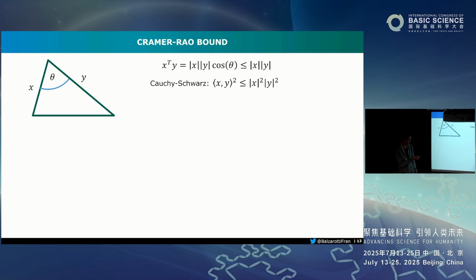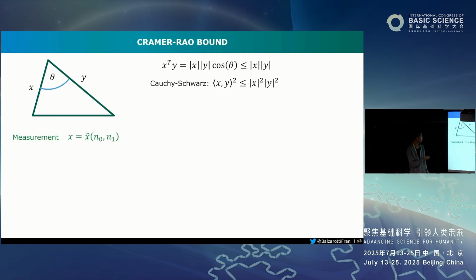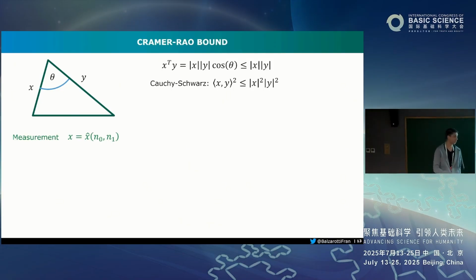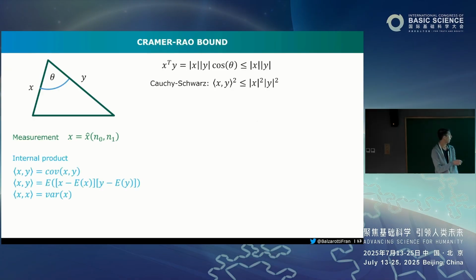And basically, you just need to rename what these elements are. For example, if we say that x is the position of the molecule, which is an estimation dependent on the random number of photons that I have measured, x is going to be a random variable as well. That's great. Then, as I have random variables, the inner product that is reasonable to choose is the covariance. And already there, the inequality has on one side the norm of x, which is going to be the variance of the estimation that I'm looking for.